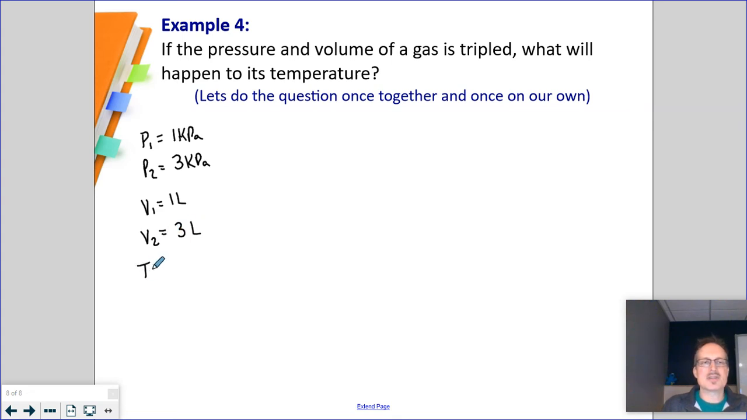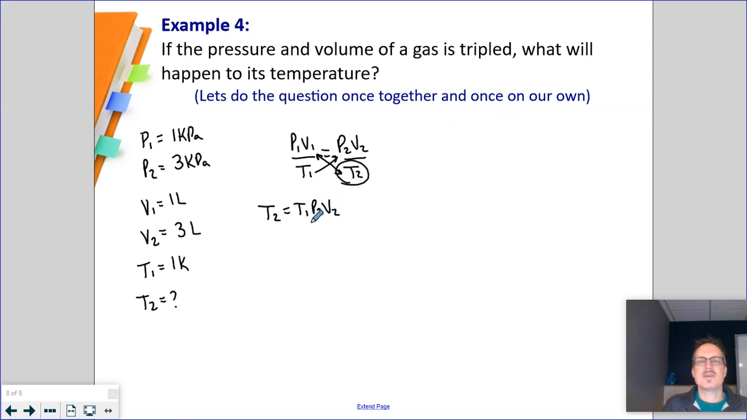What will happen to the temperature? So we're trying to figure out temperature. So again, I'm going to pick a temperature. I'm going to pick 1 Kelvin. Okay. What are we going to see happen for the final temperature? Well, again, let's set this guy up. P1 V1 over T1 equals P2 V2 over T2. We have now solved for temperature in the denominator quite a few times, so I can just automatically do this. T2 equals T1 P2 V2 over P1 V1.